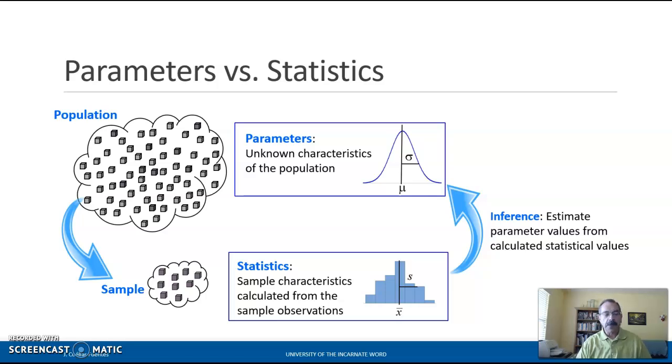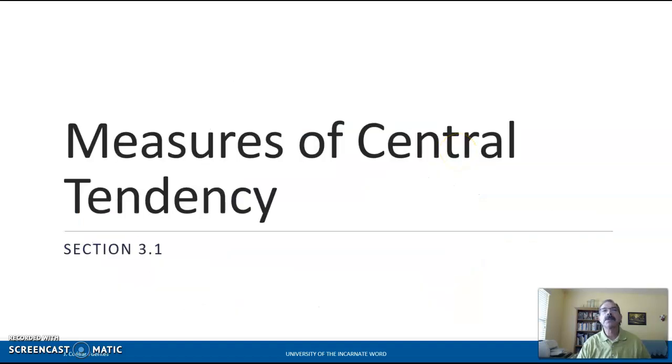All right, so at this point, it should be clear in your mind what is a parameter and what is a statistic. I'm going to stop here, and then in the next segment, we're going to talk about the measures of central tendency.